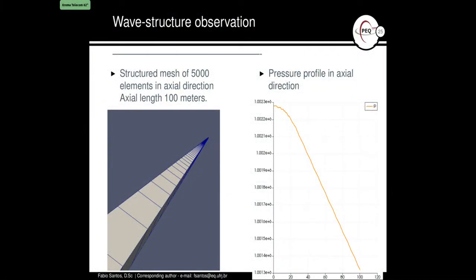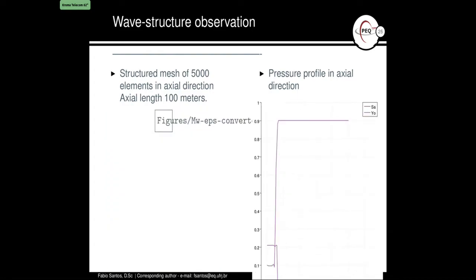It's a 3D geometry with 5,000 elements, 100 meters of length in the x direction. In this we have the delta P variation. And these are the two waves, the saturation wave, and this is the oxygen wave. Actually, here it's supposed to be a temperature wave, but not here.